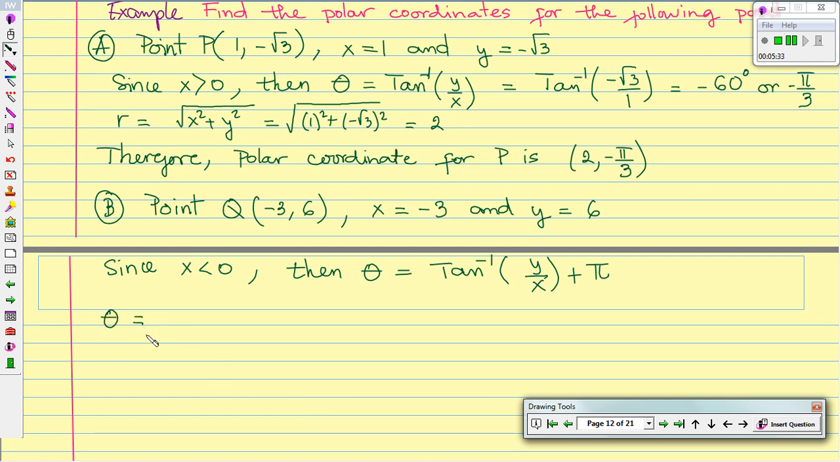So we'll go ahead and find theta now. So theta equals inverse tangent, y is 6, x is negative 3, plus pi, so that will be equal to inverse tangent of negative 2 plus pi. So let's set the mode in radians, so it's about 2.03 radians.